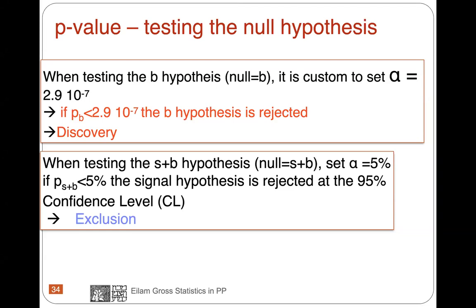Exclusion done at the level of 5% is less strict than discovery, which is very strict, at a level of 2.9 times 10 to the minus 7, which means that there is an error probability of less than 1 in a million that I declare a discovery and it's wrong. While there is an error probability of 1 in 20 that when I exclude the signal, it is wrong and the signal is there. That's a long history of high energy physics, and that's the way it is.